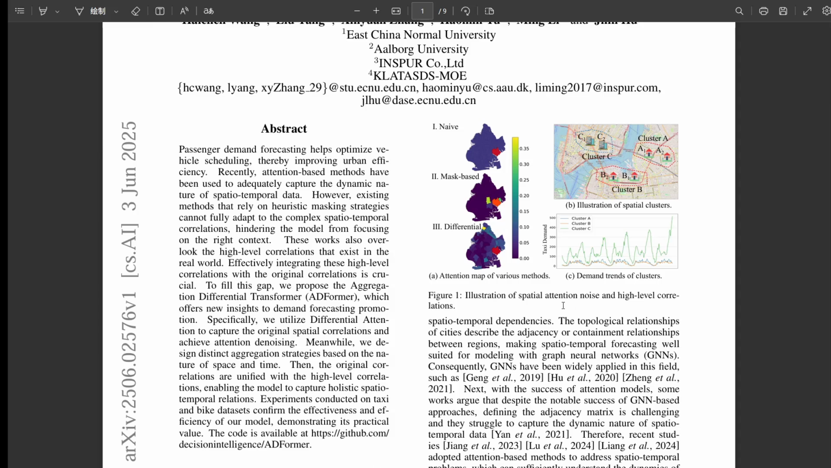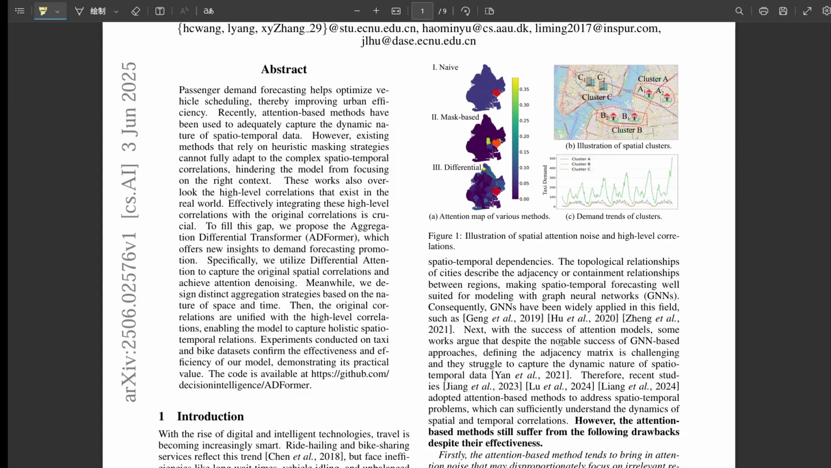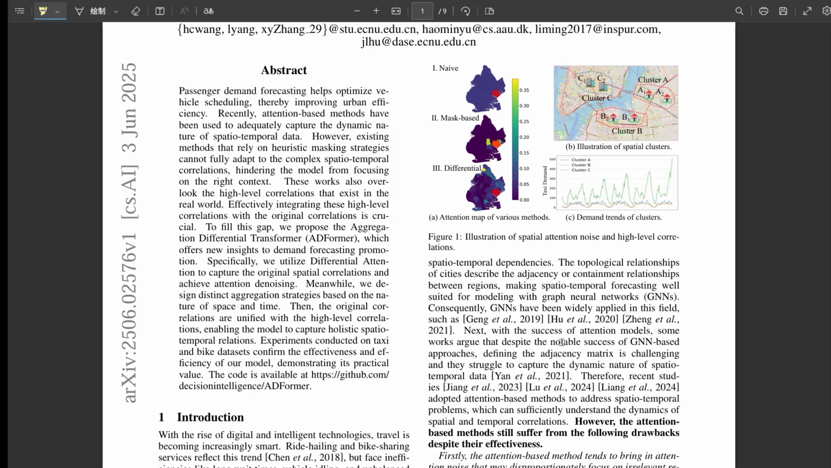miles apart. Like two residential neighborhoods on opposite sides of the city might have similar morning rush patterns? Exactly. Or two downtown business districts might peak around lunchtime. Even if they're geographically distant, their functional role makes their demand patterns similar. Figure 1B and 1C in the paper illustrate this really well. They show these conceptual clusters of regions, residential clusters, commercial clusters, and so on.